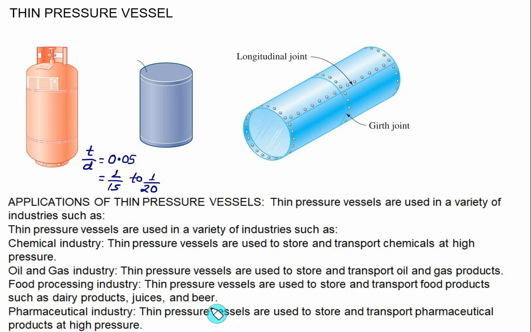Thin pressure vessels are widely used in industries like the chemical industry, oil and gas industry, and pharmaceutical industry. In the chemical industry, thin pressure vessels are used to store and transport chemicals at a high pressure. In the oil and gas industry, they are used to store and transport oil and gas products. In the food processing industry, they are used to store and transport food products such as dairy products, juices and beer. In the pharmaceutical industry, thin pressure vessels are used to store and transport pharmaceutical products at a high pressure.